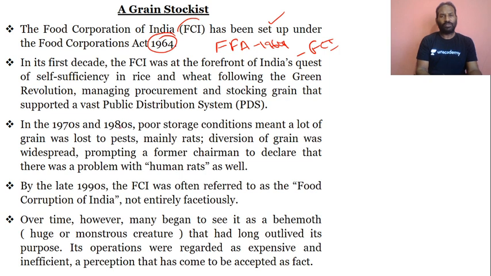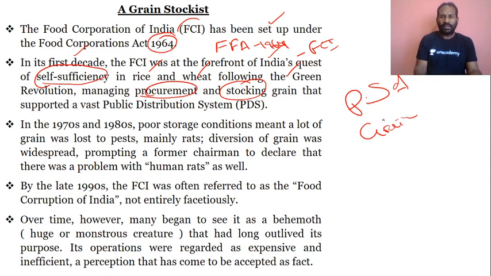When the Food Corporation of India was set up, in the first decades it was at the forefront of India's quest for self-sufficiency in rice and wheat. Why? Because of the green revolution, which I spoke about. It not only stored and collected the rice and wheat produced by the green revolution, but managing procurement is also very important.